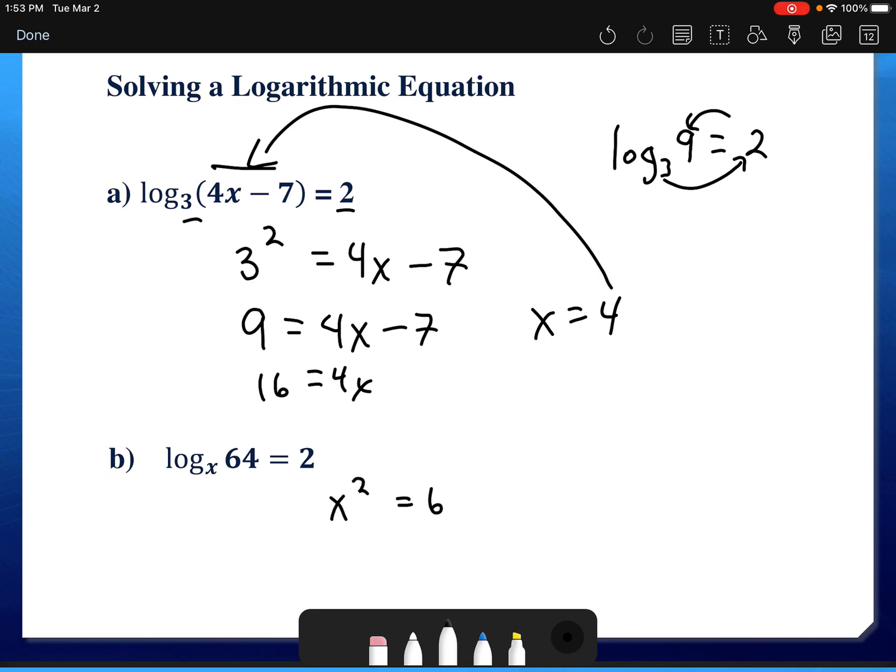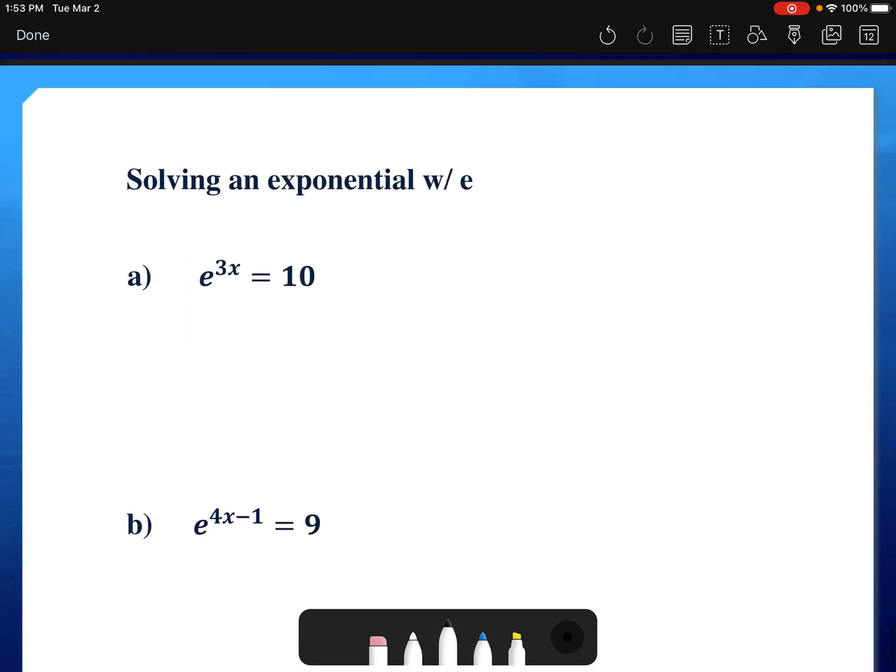Okay, let's look at this one. x squared equals 64. Hey, x is 8. Now remember, our base cannot be negative, so the only answer there is 8. So log base 8 of 64 is 2. So 8 squared is 64. Makes perfect sense.